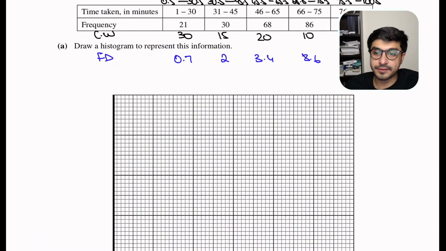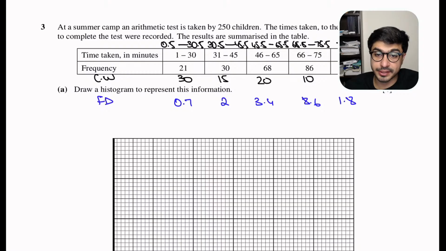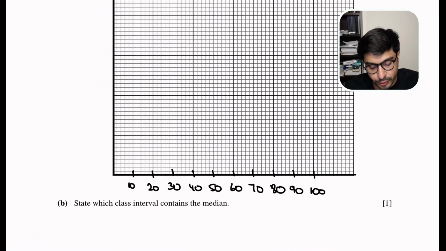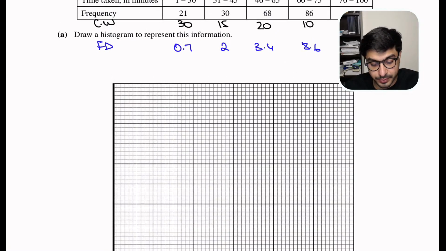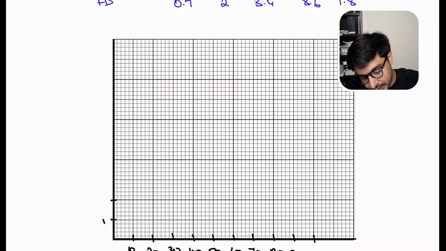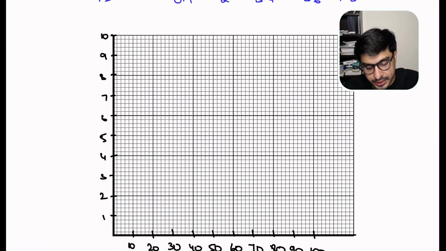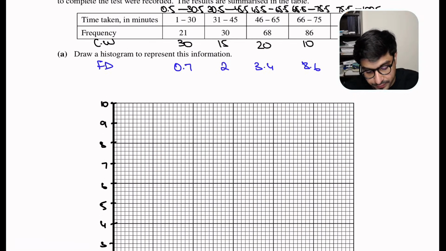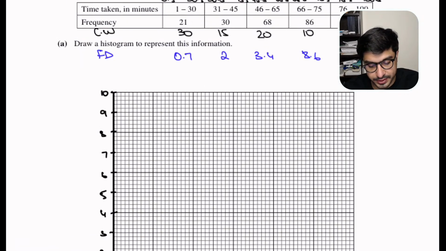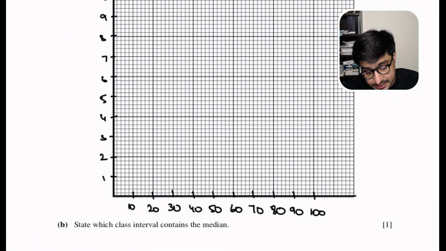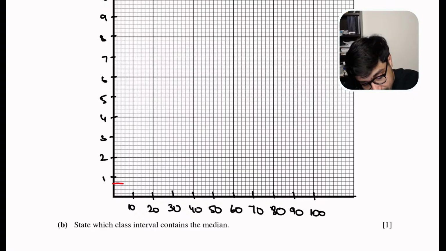Now what we need to look at is the first one, starting from 0.5 till 30.5. So 0.5 till 30.5, and then what? Okay, let's just mark the frequency densities as well. So let's mark it at 1, 2, 3, 4, 5, 6, 7, 8, 9, and then this is going to be 10, right? So let's start from 0 and go till 30.5, and the frequency density is 0.7. So it is going to be somewhere over here, and this is how it is supposed to look.